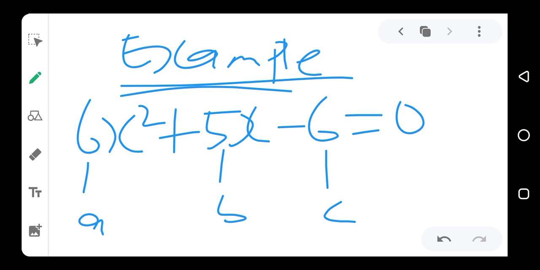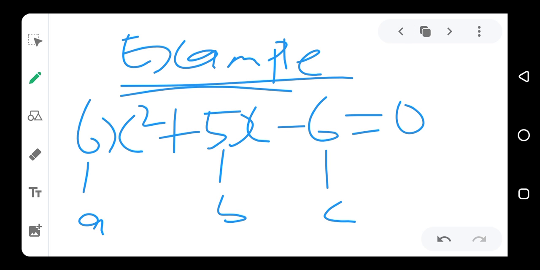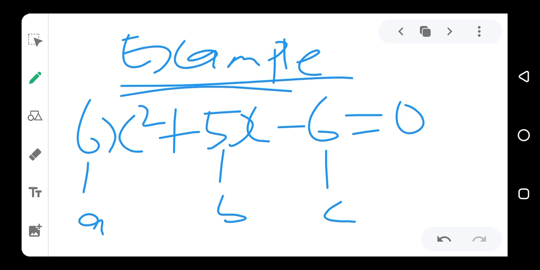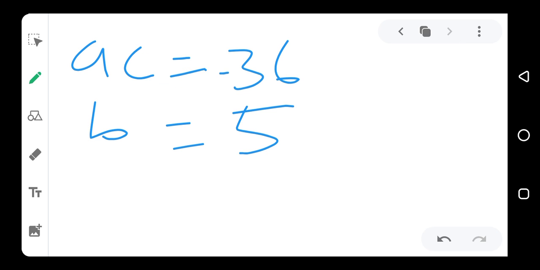Now we look for the product of a and c. That is 6 times 6, which is 36. And b is 5. We have to put the signs, it's very important. 6 times minus 6 will give us minus 36.